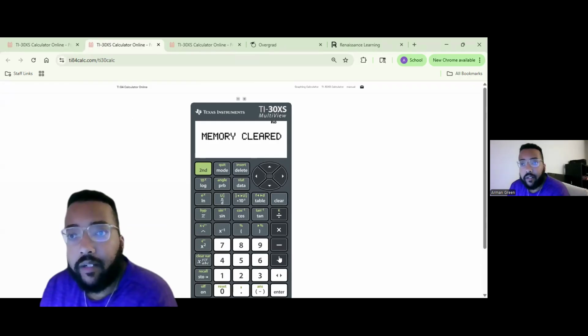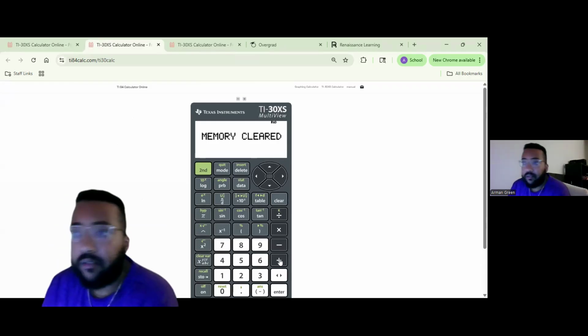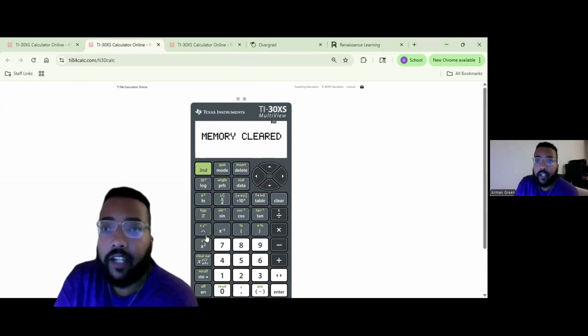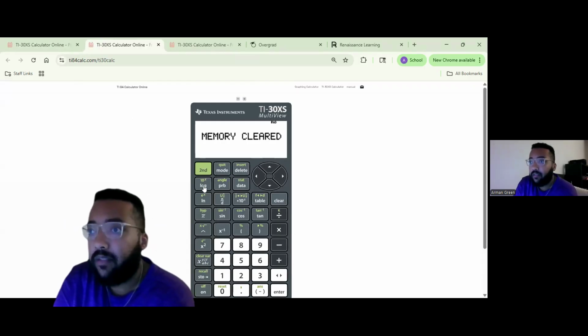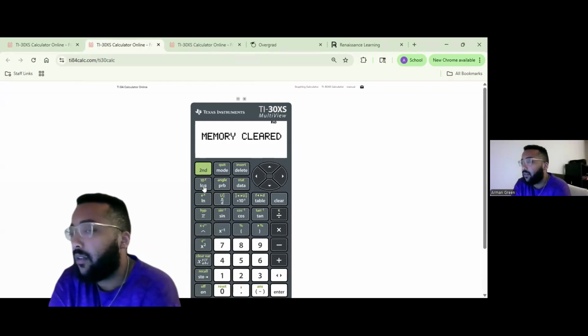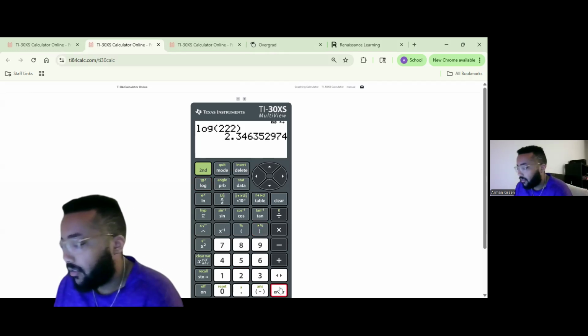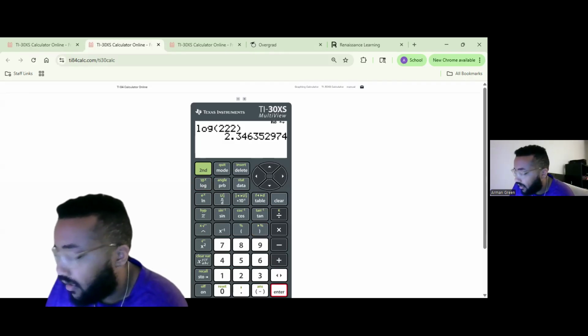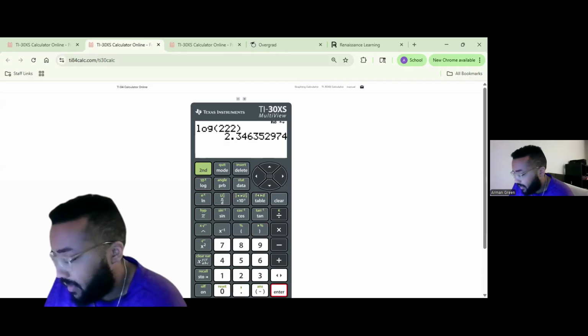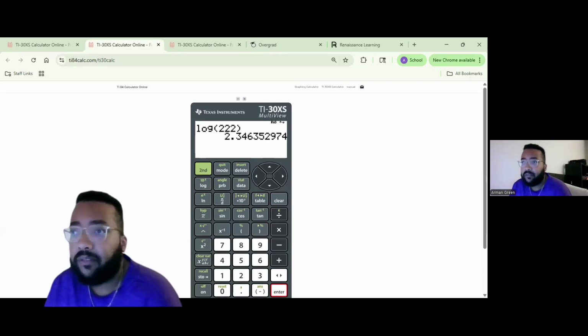But if we want to type log 222, there is a log button on your calculator. In fact, it is right beneath that green button on the top left corner. All right, so all you've got to do is type log, put your number 222, close it out, and if you hit enter, it gives you an answer. It tells you in this case, okay, log 222 is 2 point, I'm going to round, 2.35.